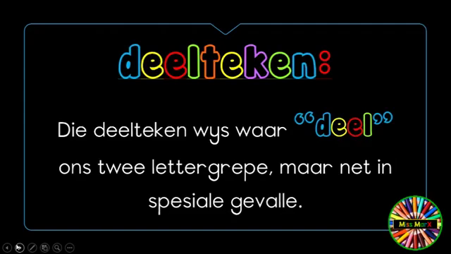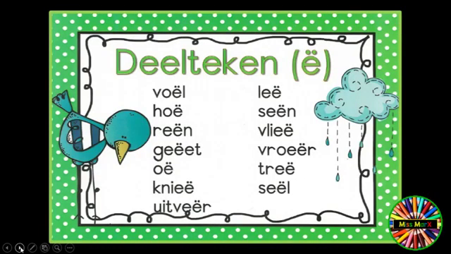Remember, the deelteken shows us where to divide 2 syllables, especially when there's a lot of vowels involved. But remember, only certain words. Let's look at examples.